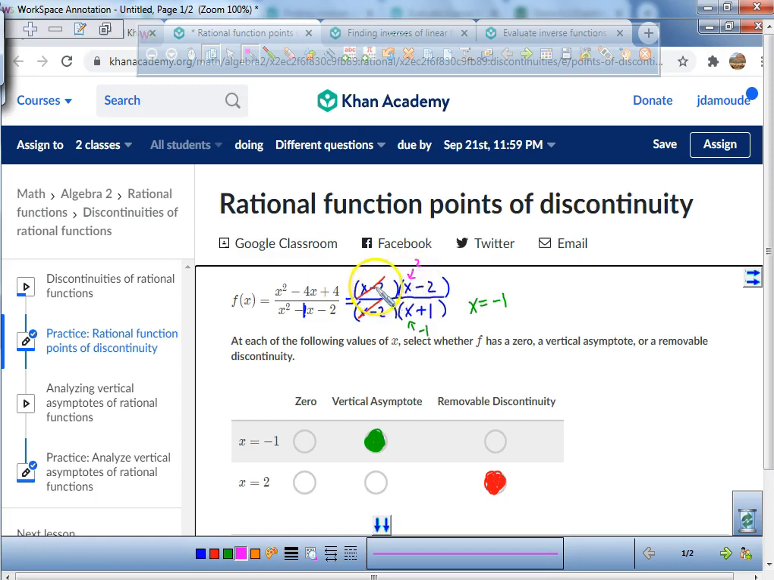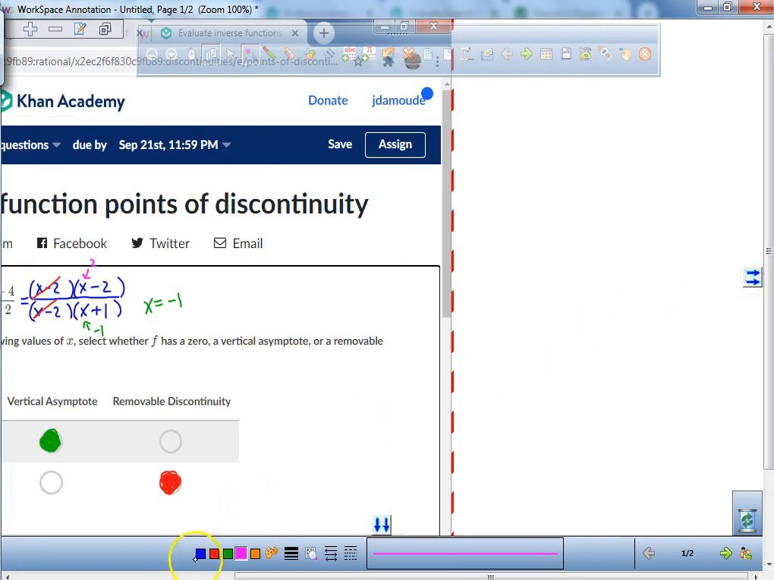True, however, if you have a hole at the same place as a 0, the hole's more powerful. It kind of trumps the 0. So in order, these are the most powerful.